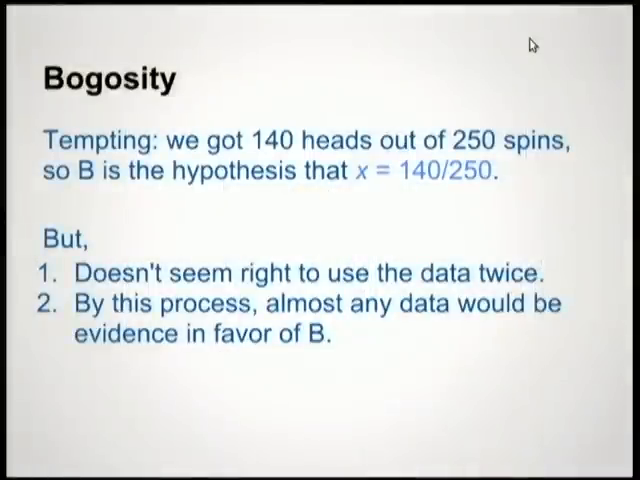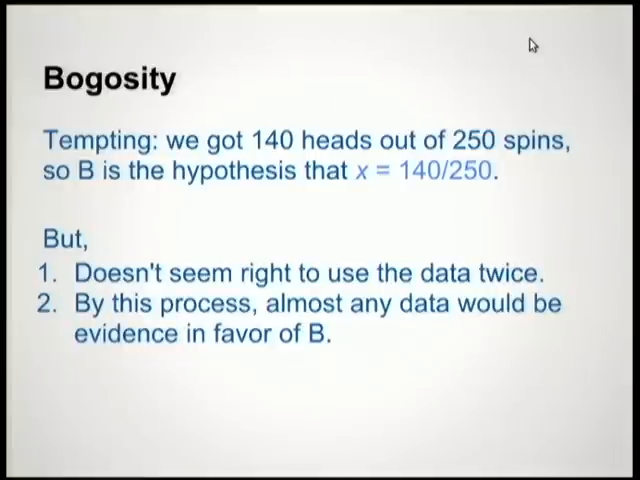So let's think about how we're gonna formulate B. There's one really tempting version, which is that you could say, well, look, we got 140 heads out of 250 spins. That's about 56%. So I think that B is the hypothesis that X is exactly 140 out of 250. Now, if I made that claim, I suspect that you wouldn't bet with me. There are two reasons. So first of all, it seems like a total cheat that I'm gonna use my data to form my hypothesis and then use the data again to update my belief in that hypothesis. So something about that feels wrong.